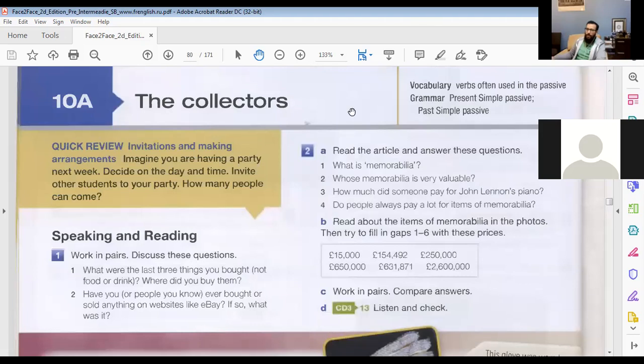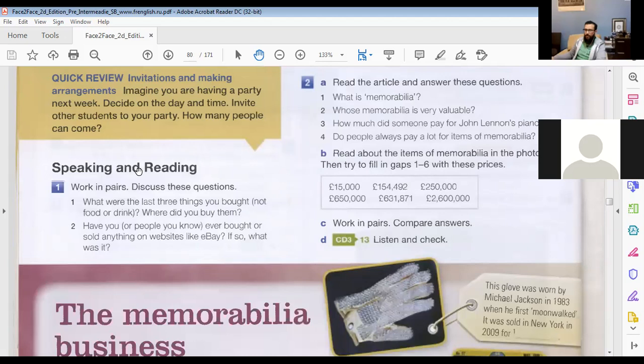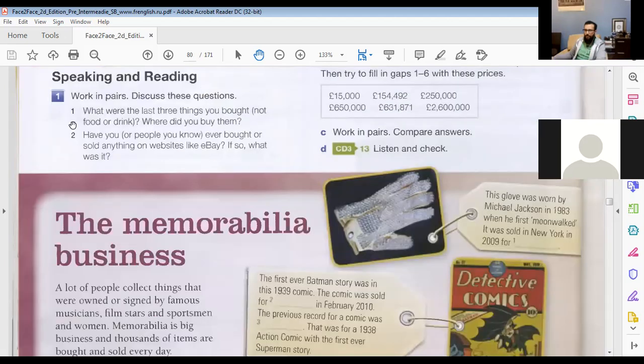So in today's topic, we will discuss the passive tense. I'll tell you what the passive tense is. But first of all, there are a few questions. It says here, what were the last 3 things you bought? Not food or drink, and where did you buy them?